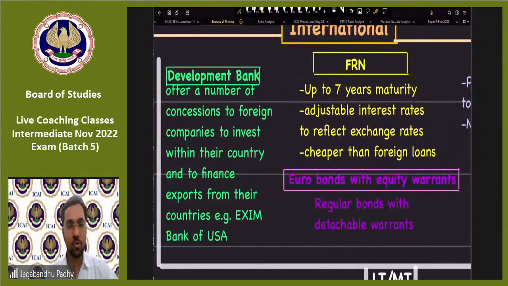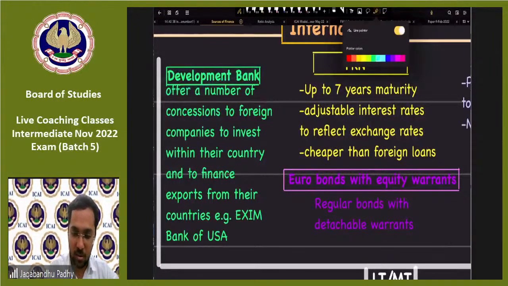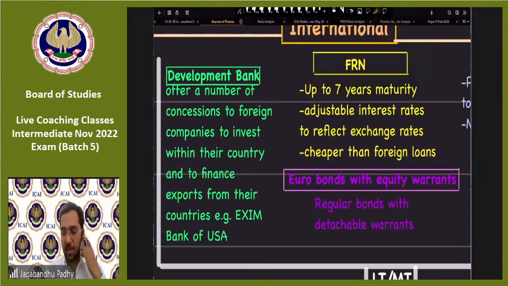So when it comes to international sources, the first and foremost thing that comes up is the development bank. Now these development banks are international organizations which basically offer loans on a global level. These development banks offer a number of concessions to foreign companies to invest within their country and to finance exports from their country. For example, in India we have the Exim Bank. Similarly, you can have Bank of USA, which provides capital to foreign companies so that they would invest in their country and they would promote sales or export from there. Okay, so that's the first and foremost criteria.